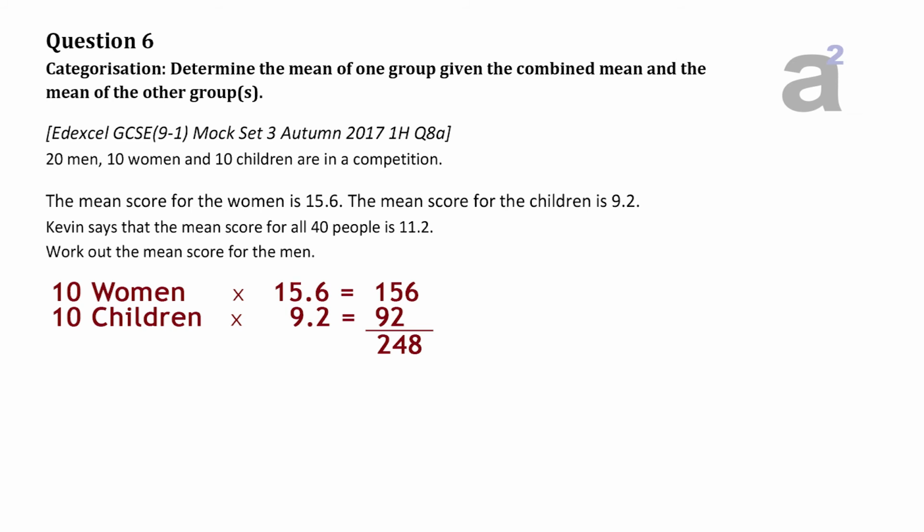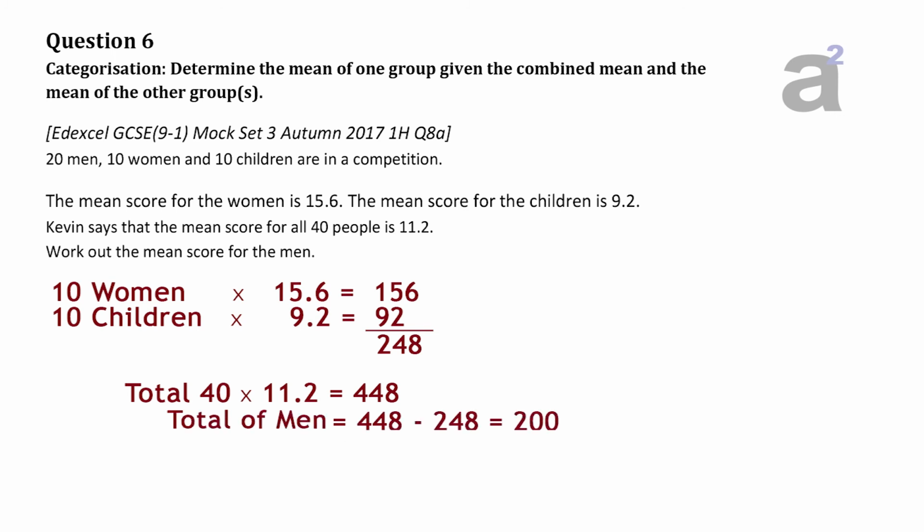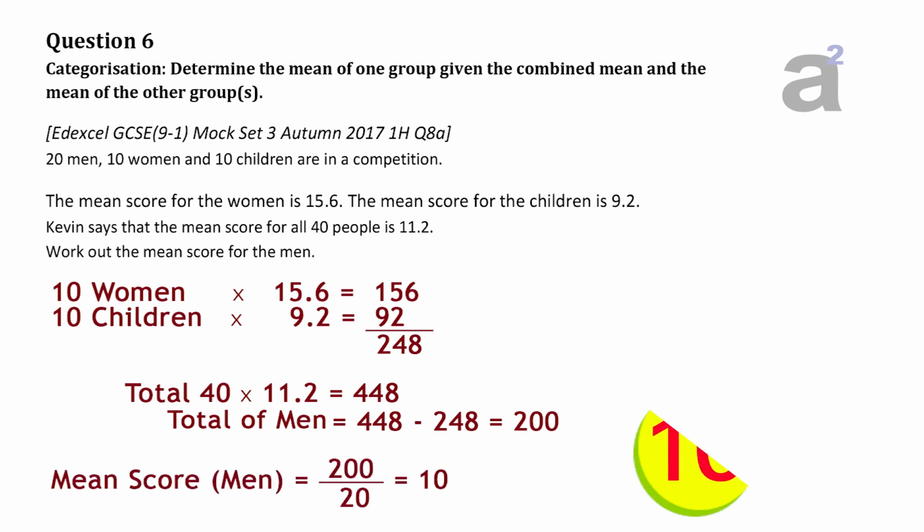So 40 times their mean of all 40 people, 11.2, will be 448. And for women and children, we got the sum 248. So 448 minus 248 is equal to 200. This is for men. So the total for men is equal to 200, and there are 20 men. So 200 divided by 20, 10 will be the mean.